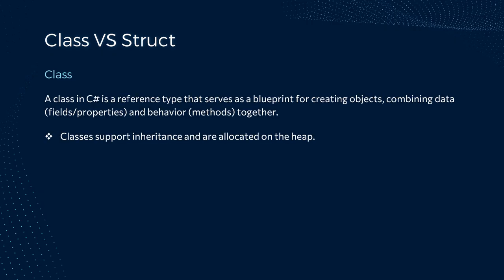So let's define the class first. So what is a class? A class in CSharp is a reference type that serves as a blueprint for creating objects, combining data, fields or properties, and behaviors, methods, together. Classes support inheritance and are allocated on the heap.